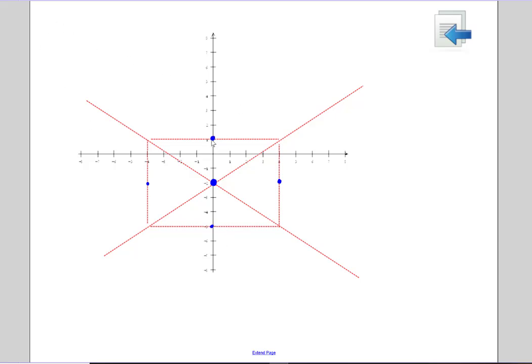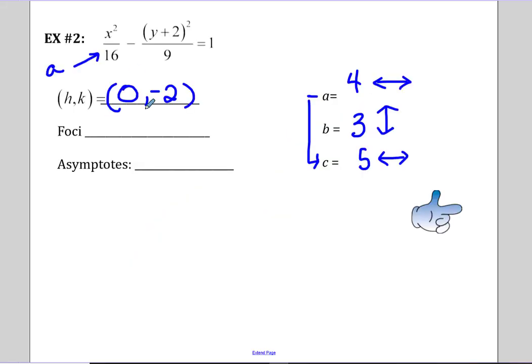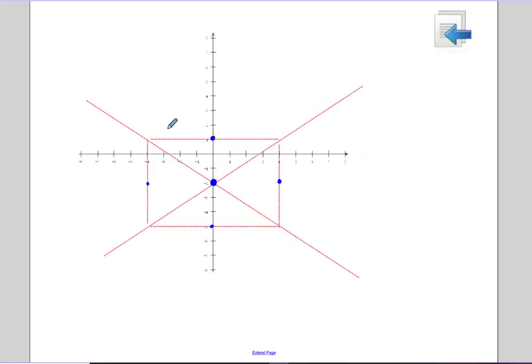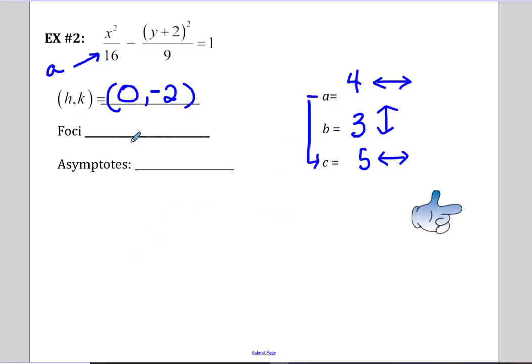So going back to our previous screen, we have a vertex at 4, negative 2, and at negative 4, negative 2. And then the foci would be 5 away, so 5, negative 2, and negative 5, negative 2.